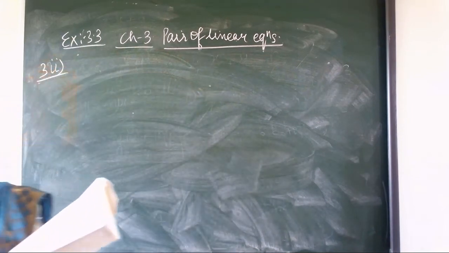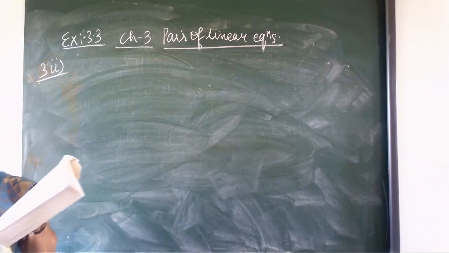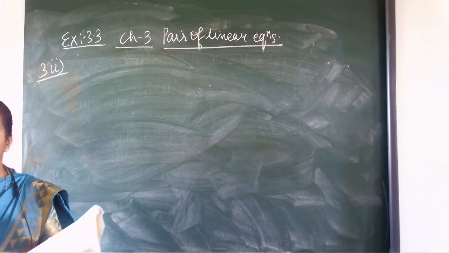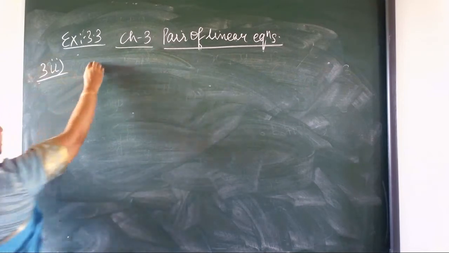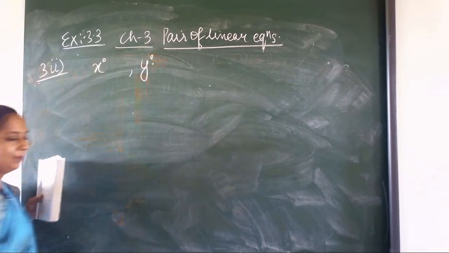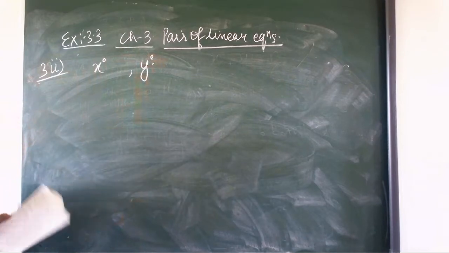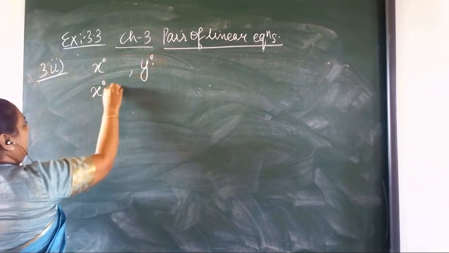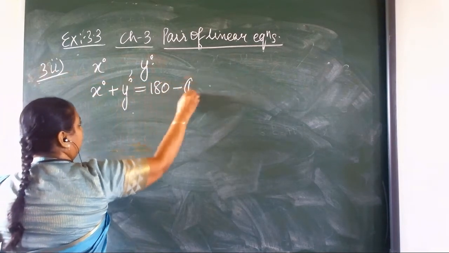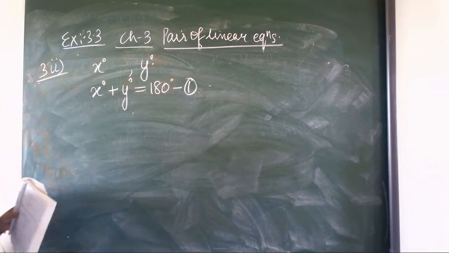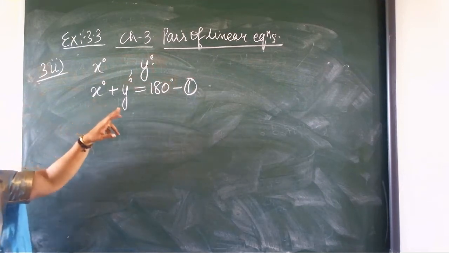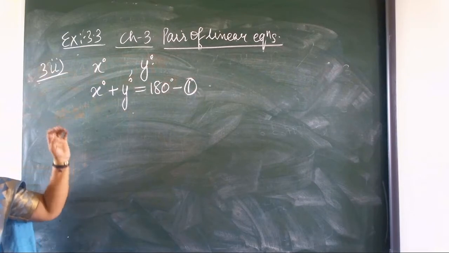The larger of two supplementary angles exceeds the smaller by 18 degrees. Now what is given? There are two angles. Let the angles be x degree and y degree, and they are supplementary angles. So supplementary means the sum of both the angles is equal to 180 degree. This is the first equation. As we know the concept, two angles are said to be supplementary when their sum is equal to 180 degree. So x plus y is equal to 180 degree.